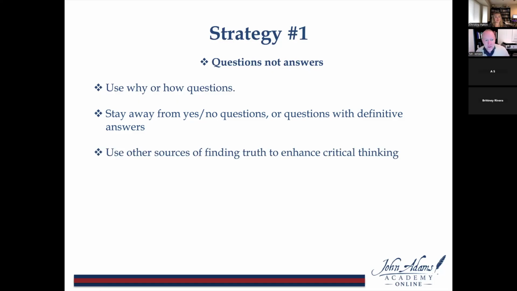The third bullet point on questions, not answers, is to use other sources of finding truth to enhance critical thinking, to enhance how you come to truth. In philosophy, they call this process epistemology. This is how you come to truth. And there's a variety of ways. Critical thinking is primarily reason, but there's philosophy, there's revelation, there's aesthetics through beauty, there's science through observation. It's really great to bring those into the mix, and then you ask questions about that.